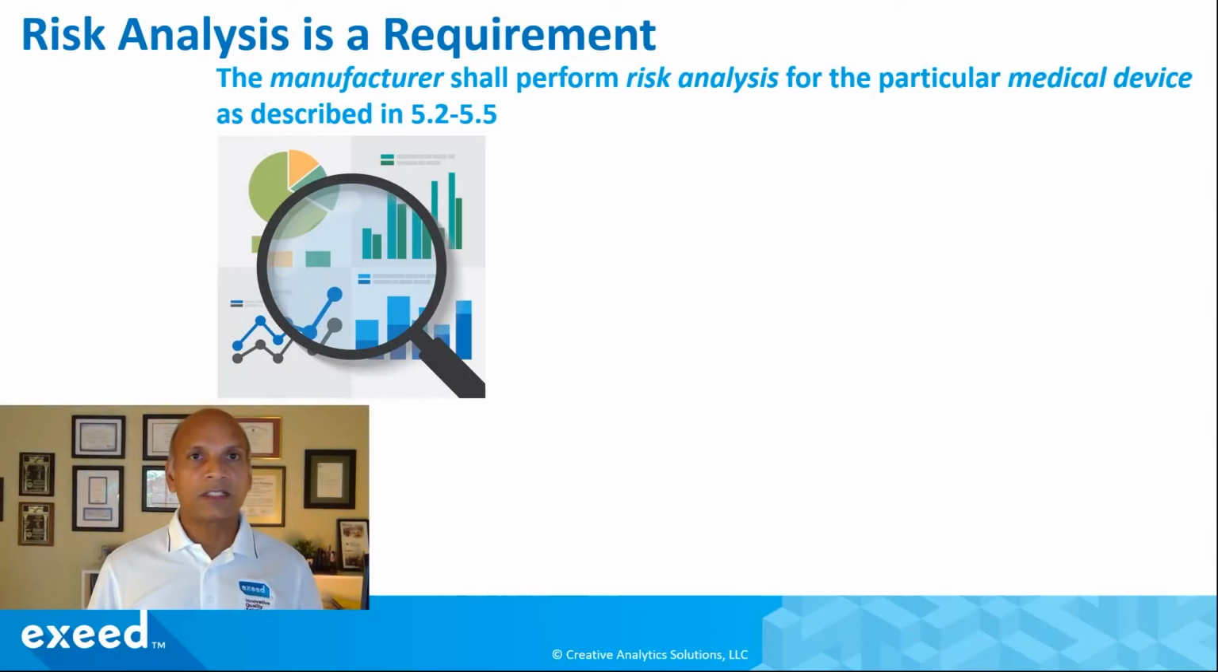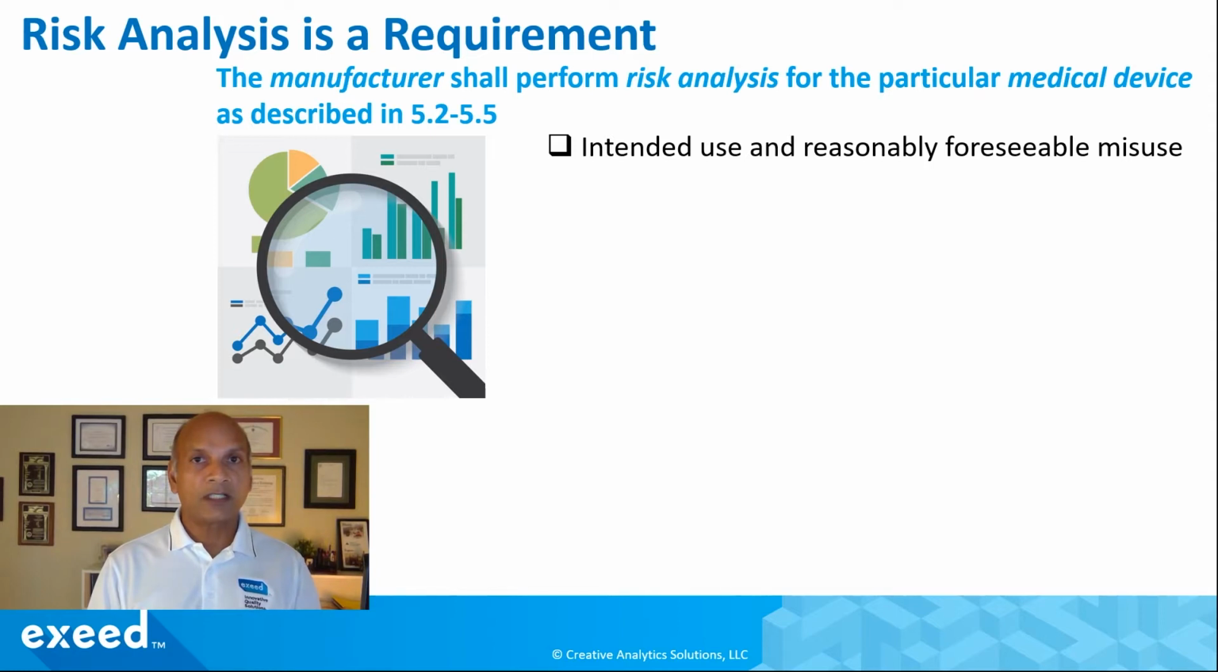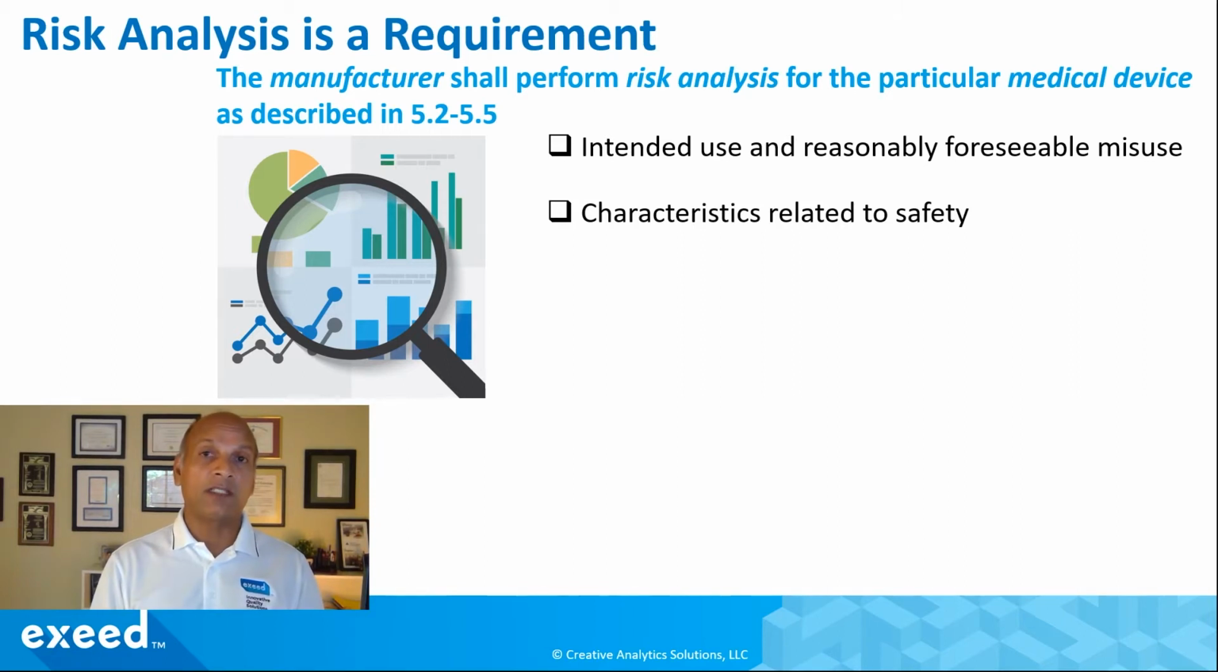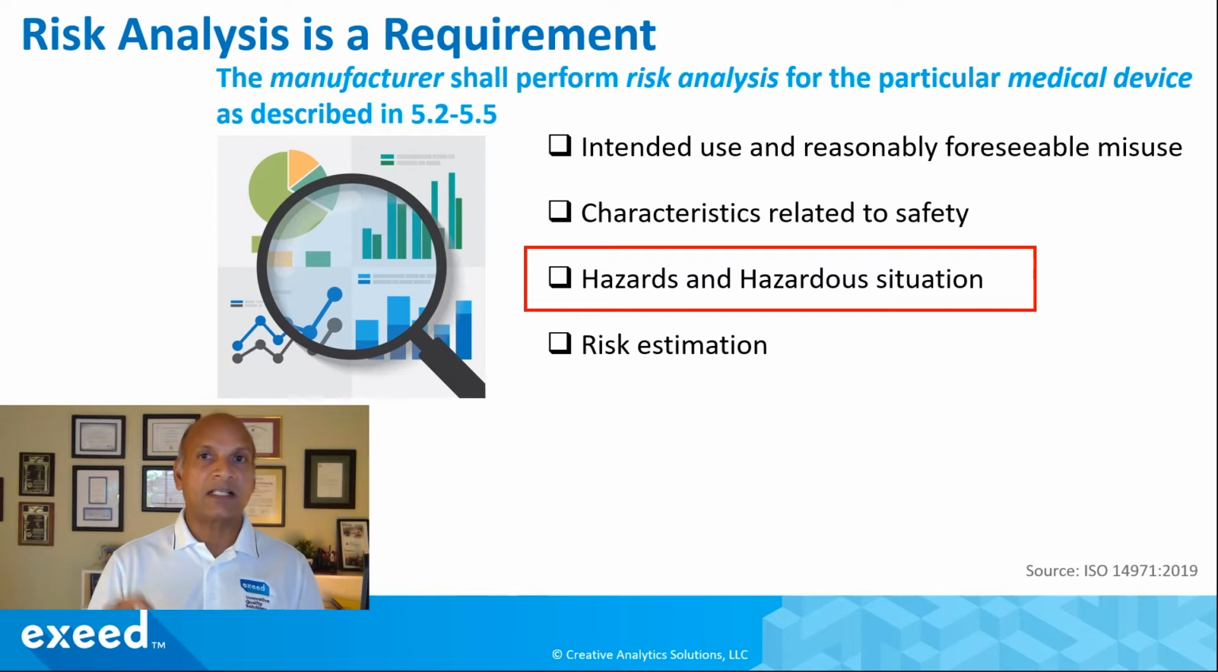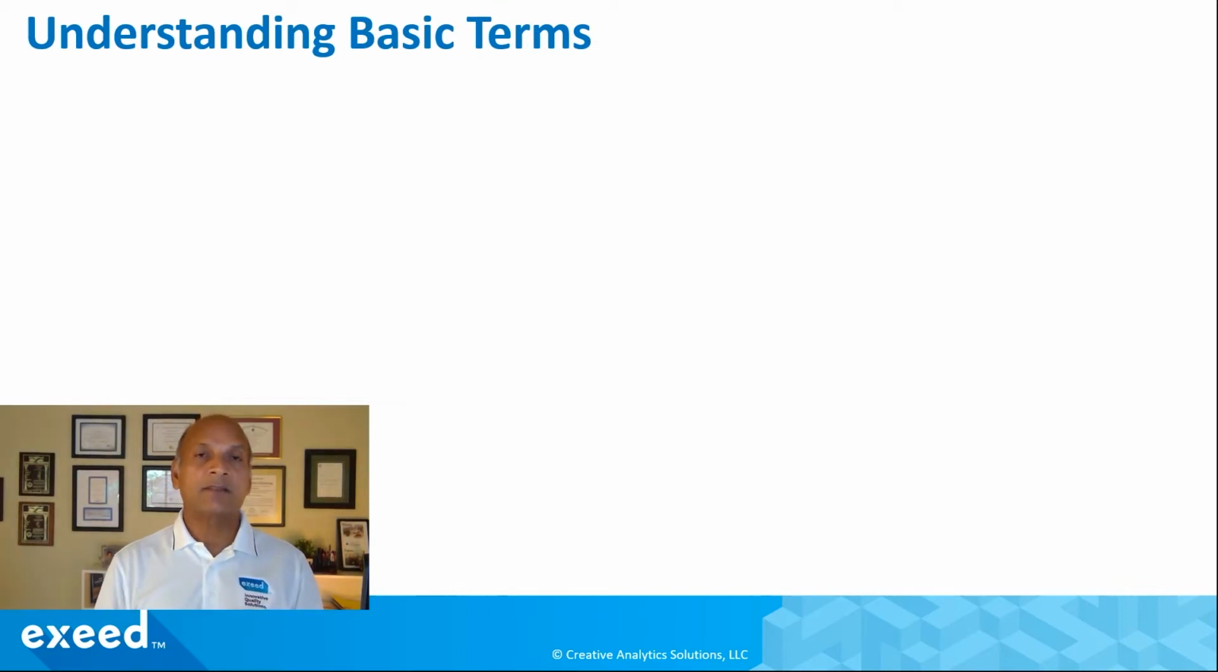As I mentioned before, risk analysis is a requirement of the standard. Specifically, the manufacturer shall perform risk analysis for the particular medical device as described in clauses 5.2 through 5.5. Now, there are four key elements of the risk analysis. You have to think about intended use and reasonably foreseeable misuse to start with, because risk analysis is performed in the context of that. Characteristics related to safety have to be outlined. Hazards and hazardous situations and potential harms have to be listed. And finally, risks have to be estimated. In this particular video, I'm going to focus on hazards and hazardous situations because that is the focus of PHA. But let's understand some basic terms.